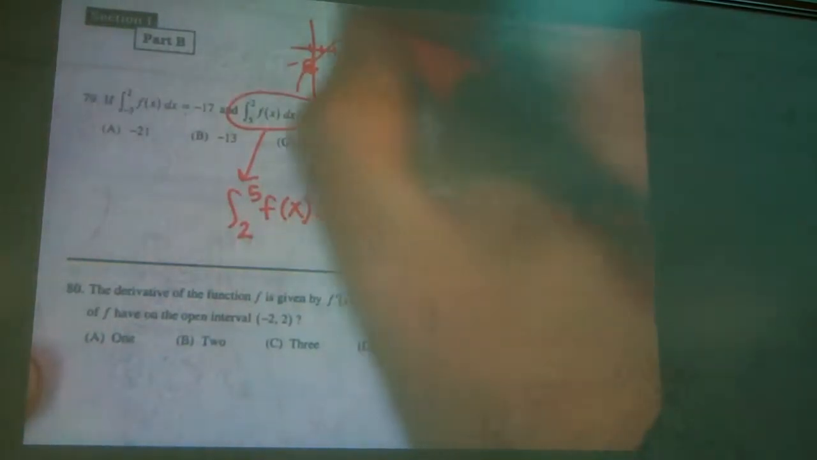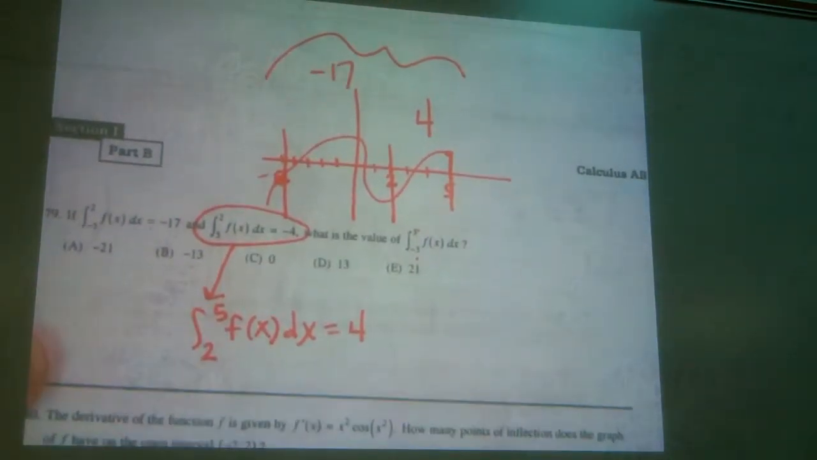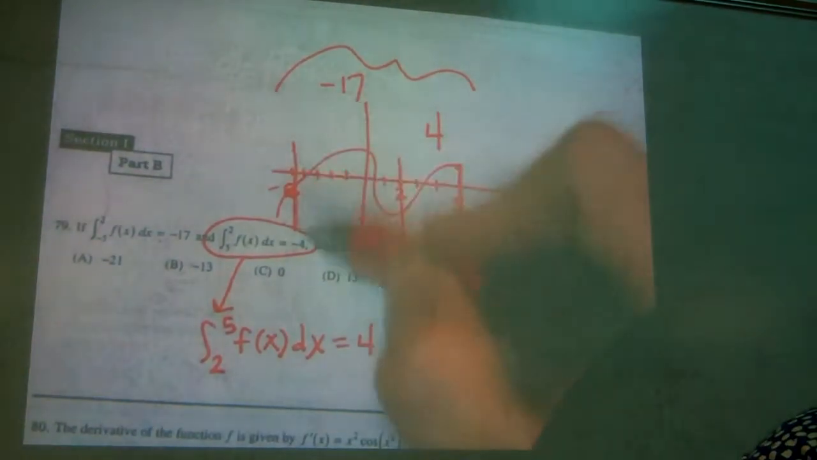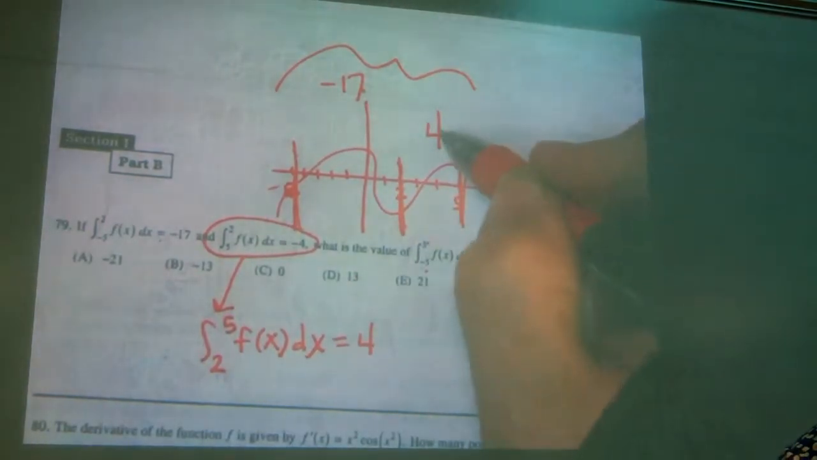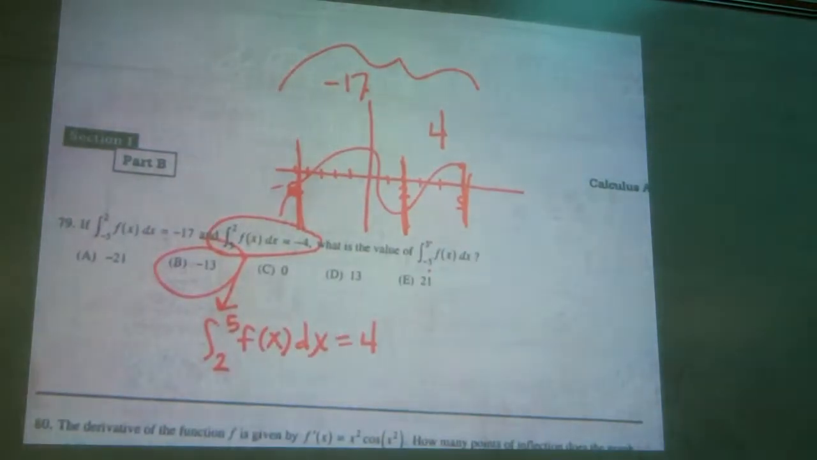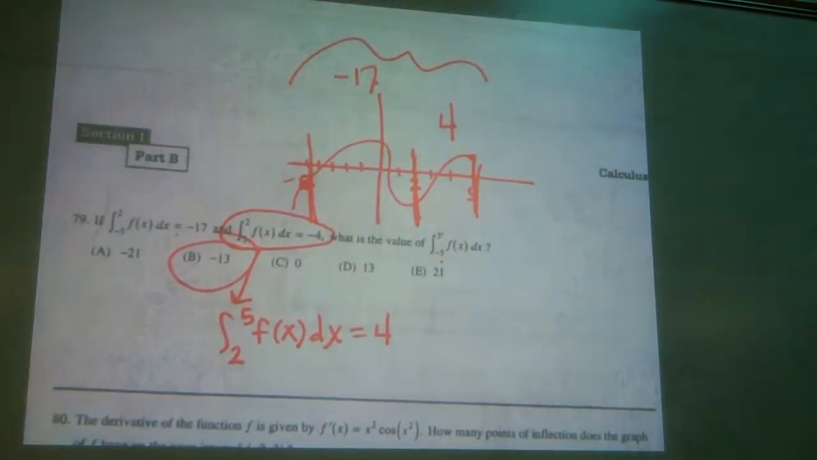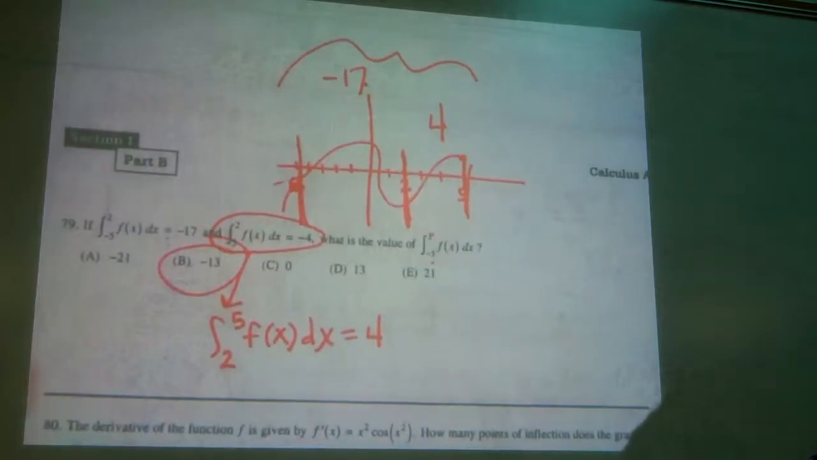And so then it wants to know what's the whole area from -5 to 5. So if from -5 to 2 was -17, and from 2 to 5 was 4, then the whole area would be -13. You just add them together. And then if you didn't switch the bounds, would you just subtract? Yes. Yeah.